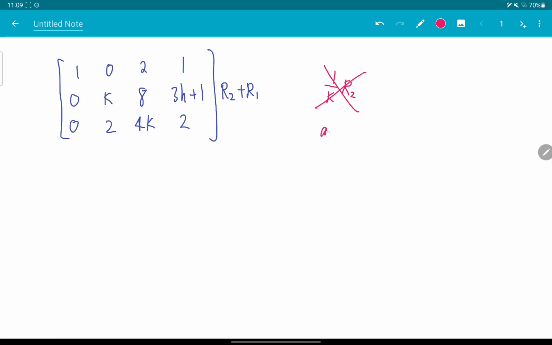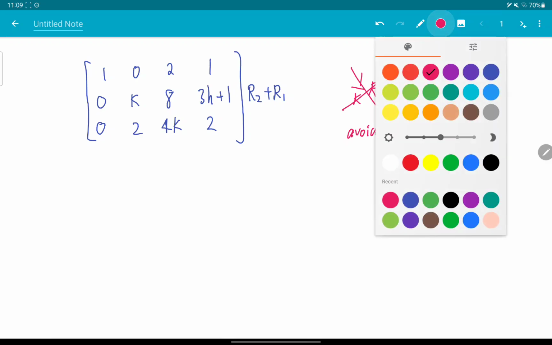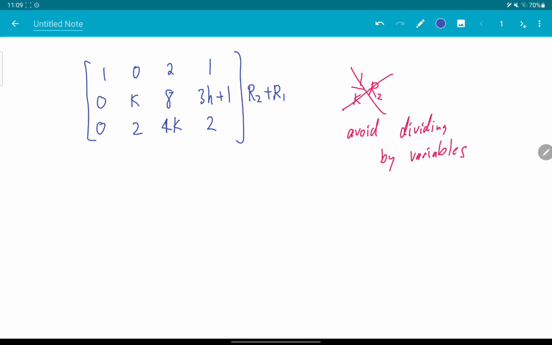So I would say avoid dividing by variables, because there is an implicit assumption there that is easy to miss. So what I'll do instead is I'm going to swap. I'm going to interchange the second and third rows. So I do that interchange.